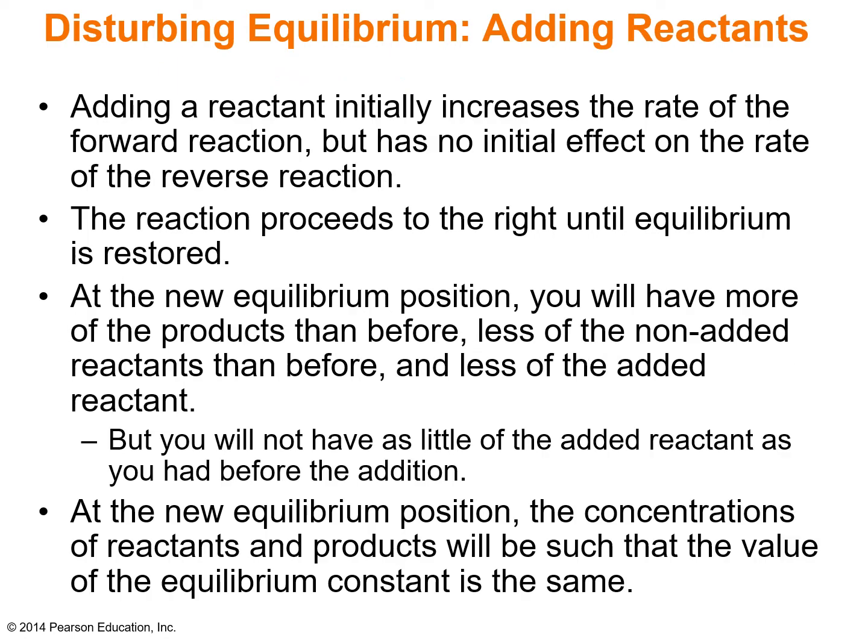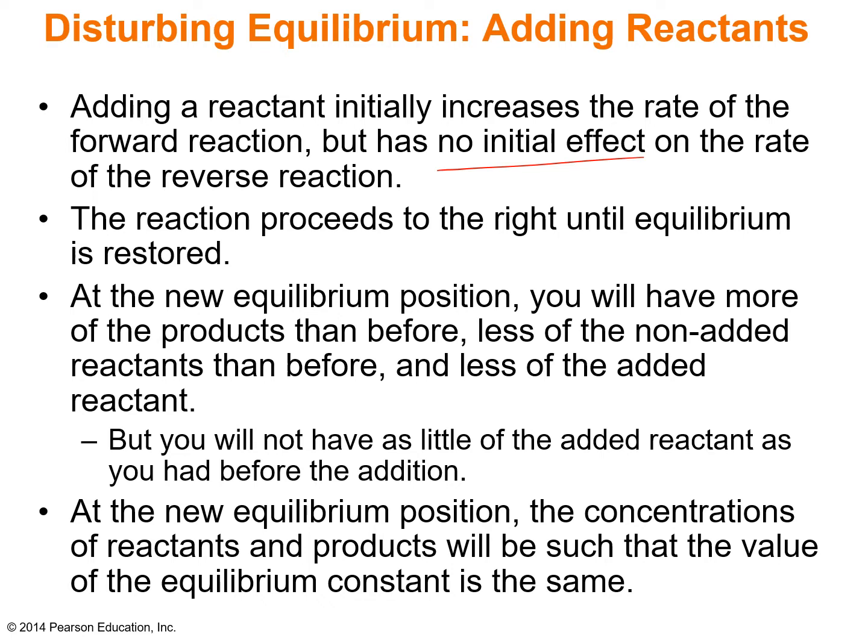So adding a reactant initially increases the rate of the forward reaction, but has no initial effect on the rate of the reverse reaction. Why? Because the reverse reaction currently does not exist. So we're assuming that we were at equilibrium, so we do have a forward and reverse reaction. But again, the change has happened on one side. It hasn't affected the other side yet. So the reaction proceeds to the right until equilibrium is restored.